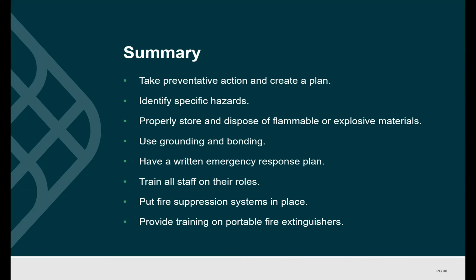In summary, take preventative action and create a plan. Identify the specific hazards for your organization and properly store and dispose of flammable or explosive materials. We need to make sure we're using grounding and bonding, and we have to have a detailed written emergency plan and train all staff on their roles in the plan. This includes evacuation routes and steps for reporting emergencies. Put fire suppression systems in place, such as sprinklers and fire doors, and we will provide training on portable fire extinguishers if they are provided.